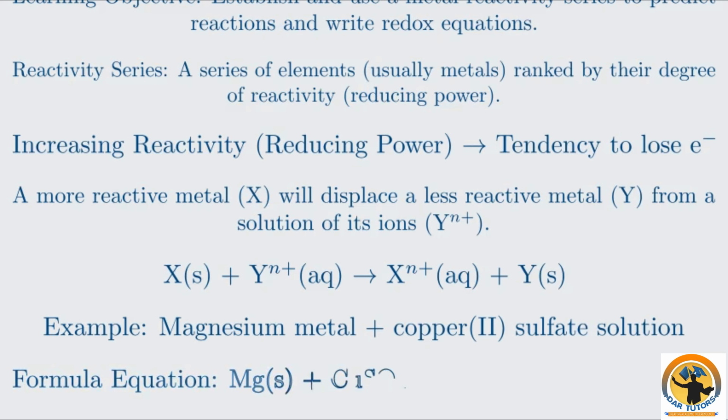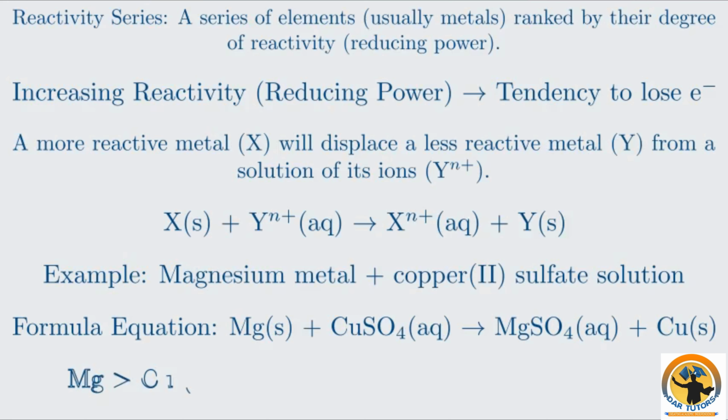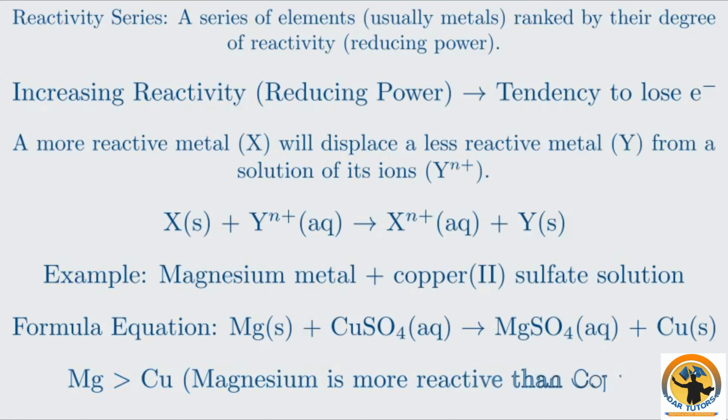Aqueous reacts to form MgSO4 aqueous plus Cu solid. Notice that magnesium displaces copper. Why does this happen? The reactivity series tells us that magnesium is more reactive than copper. This is the key piece of information for predicting the reaction.